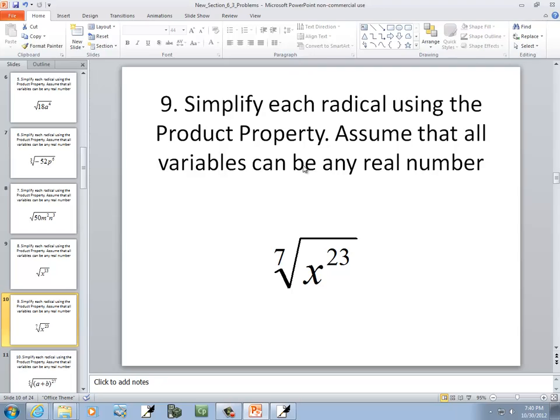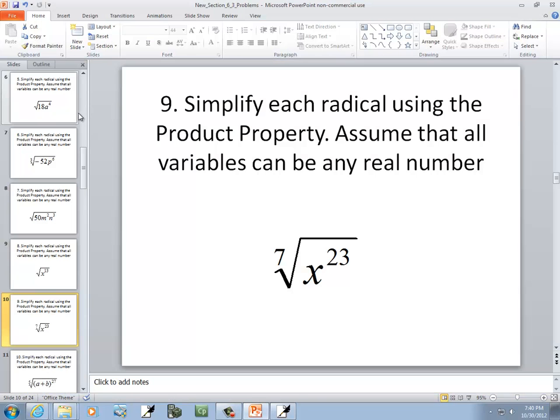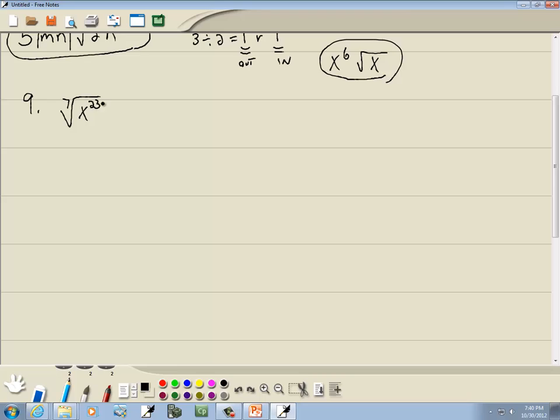Second and next one. Got the index is 7, x to the 23rd. Again, we'll take our power, which is 23, divide by our index, which is 7. That gives us 3 with a remainder of 2. This is how many x's come out. This is how many x's stay in. So we're going to have 3 x's come out, and we'll have 2 x's stay in.